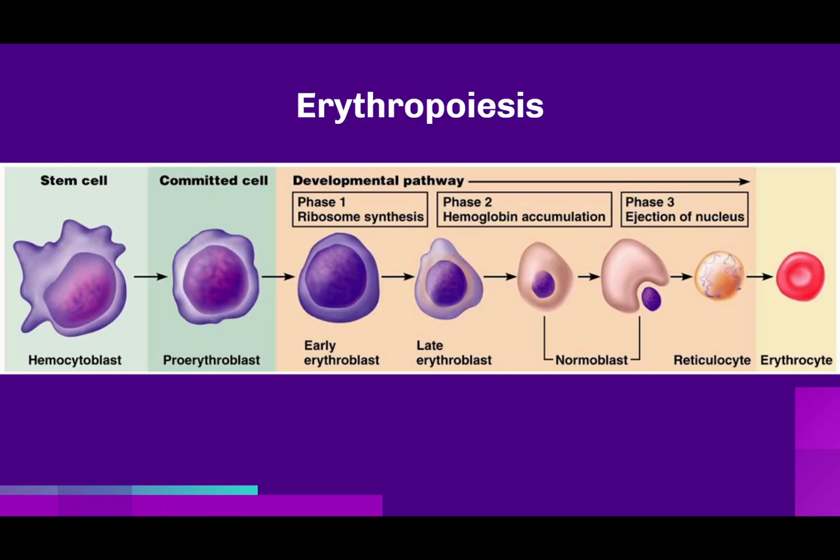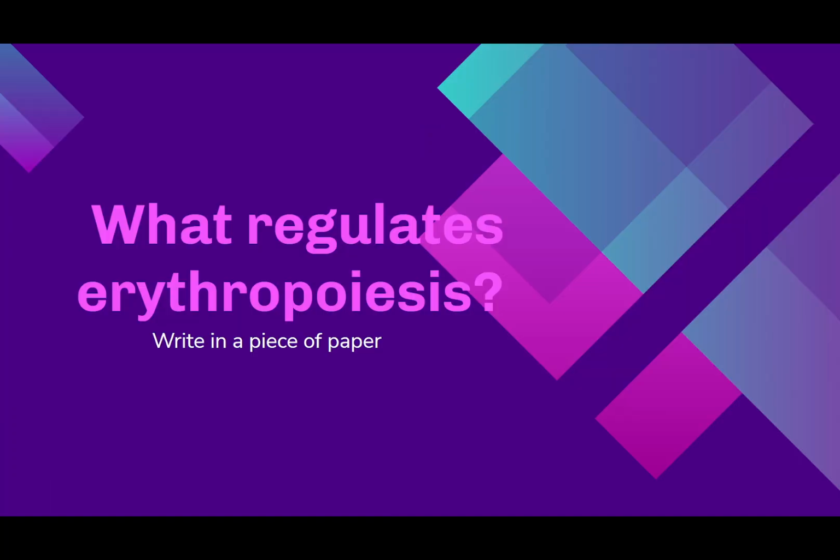And erythropoiesis, as you all have learned before, is the developmental process of how red blood cells are produced from the stem cell and committed cells, and then along the pathway of development, it will produce erythrocytes. So what regulates erythropoiesis? So you pause this video and then write on a piece of paper what regulates erythropoiesis.